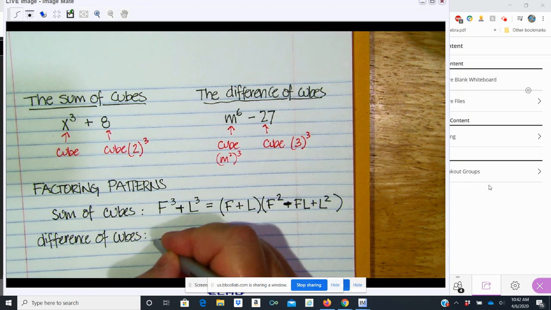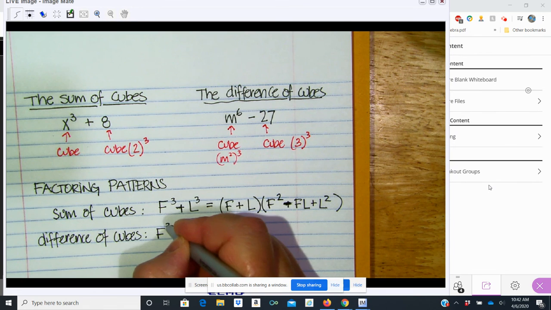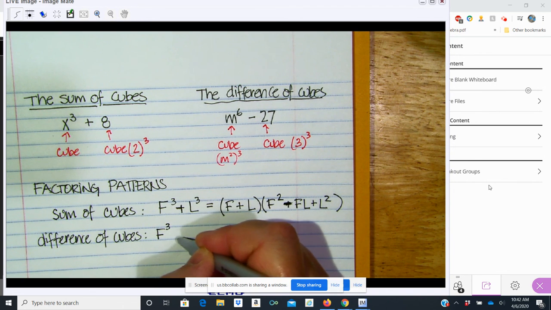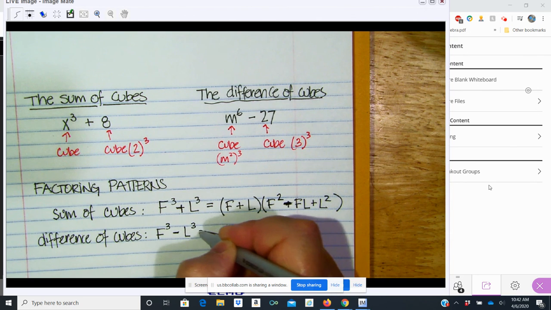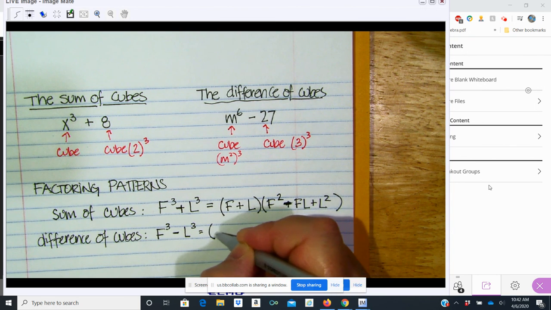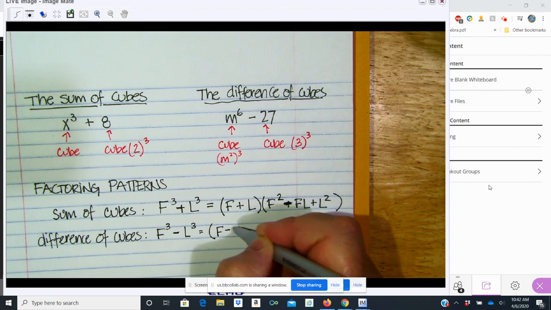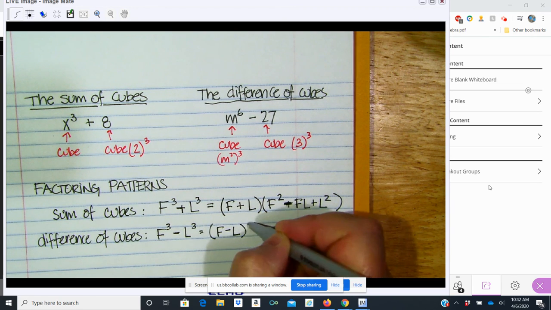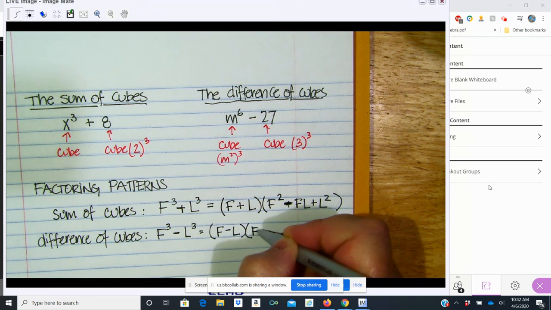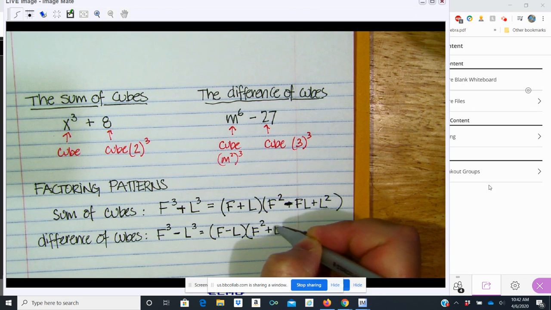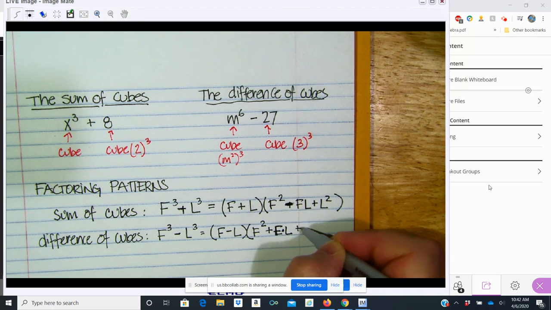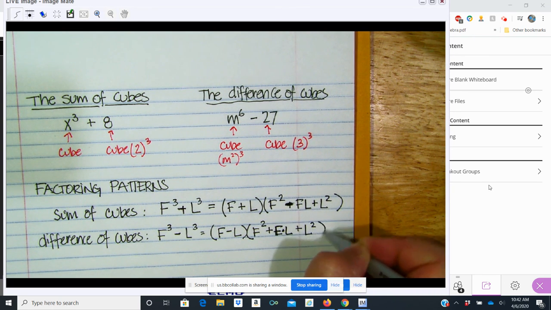The difference of cubes will have the first term cubed minus the last term cubed. And that will equal the first minus the last times the first squared plus the first times the last, plus the last squared.